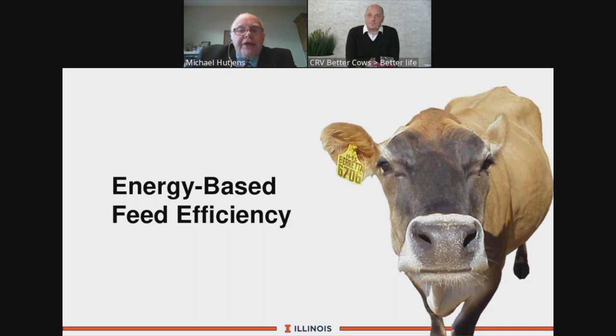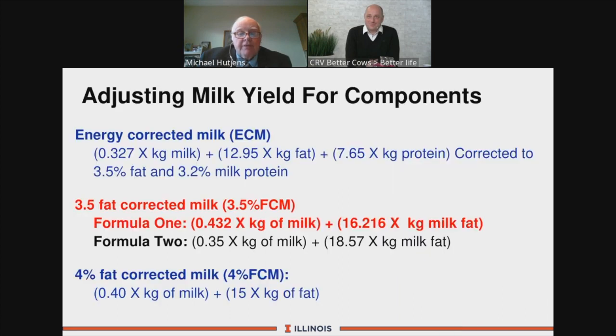Let's look at our first phase: energy-based feed efficiency. I call it energy because it's really driven off of dry matter intake. And so here are some of the formulas. I thought I'd share all the ones I could find in the literature with you. The first one is energy-corrected milk, which corrects for both butterfat and milk protein being produced. The most common one we use in the U.S.